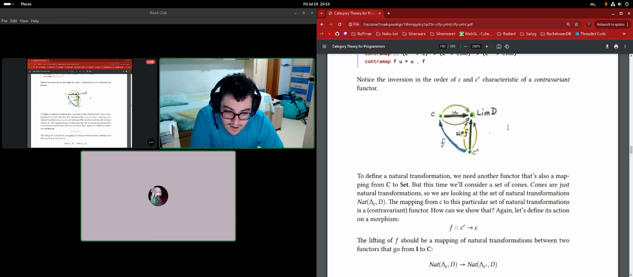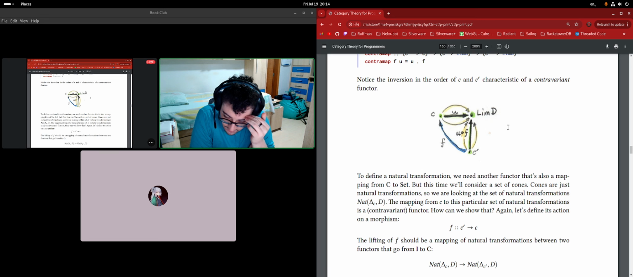This is so abstract, because we're not dealing with a single cone anymore. We're dealing with general cones, plural. That's why it's a set. Okay, so the first functor is from the category of objects to the category of sets of morphisms between a given C and lim D.